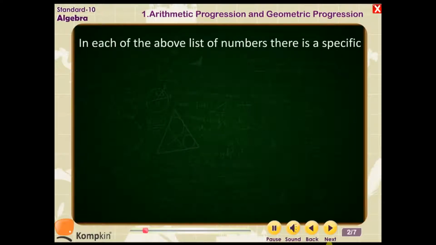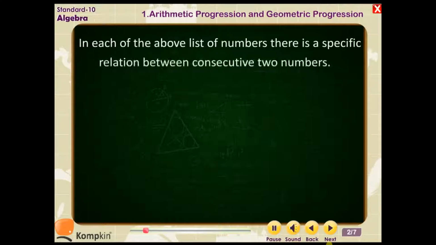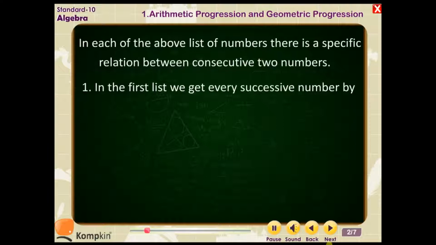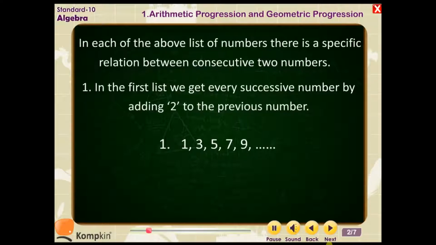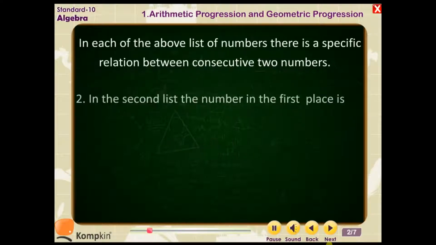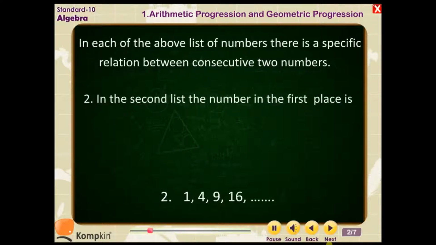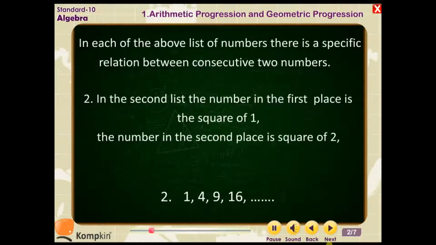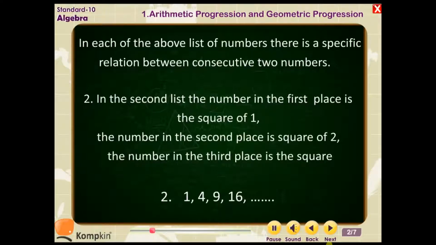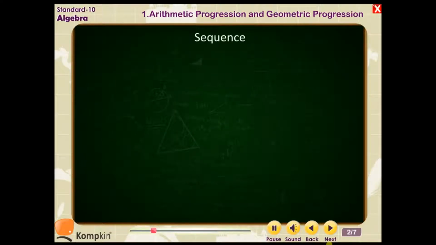In each of the above lists of numbers, there is a specific relation between two consecutive numbers. 1. In the first list, we get every successive number by adding 2 to the previous number. 2. In the second list, the number in the first place is the square of 1. The number in the second place is the square of 2. The number in the third place is the square of 3, and so on.